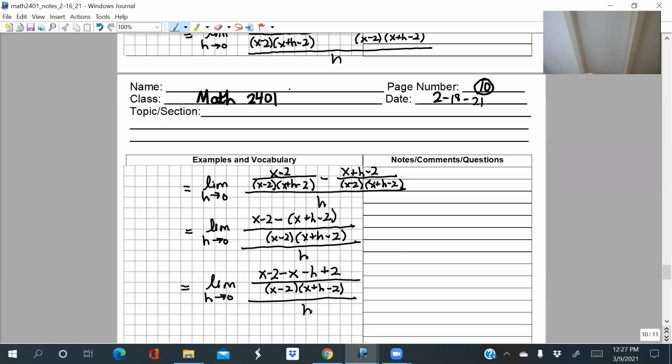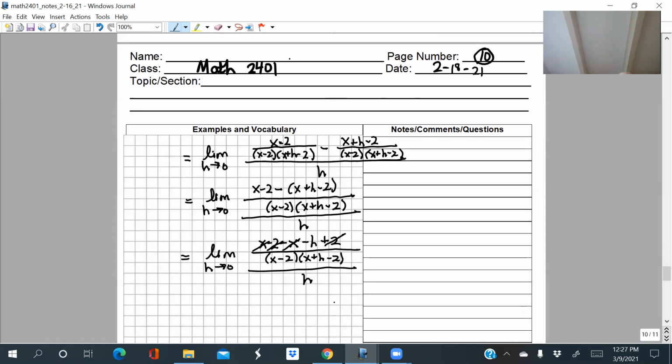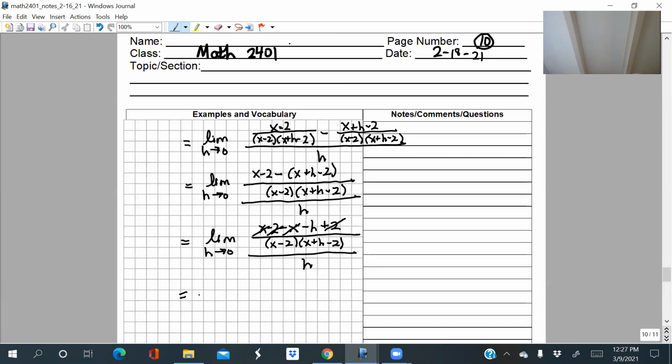And finally now, you get some cancellations. These x's go away, thank God. These 2's go away, and look what we're left with now. It's starting to look a little bit better. So I have the limit as h approaches 0 of minus h over all of this, x minus 2 times x plus h minus 2, and then I still have this h.